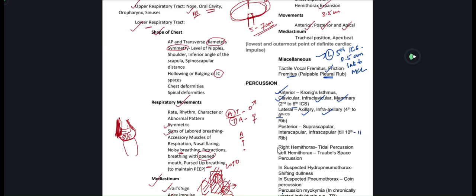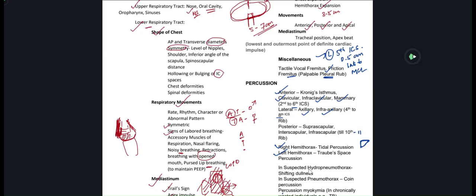And then there are a few extra spaces which differ from right to left. So this is the right hemithorax and the left hemithorax. On the right hemithorax, because we have the liver here, there is a specific percussion called liver dullness percussion. And on the left side, because we have the stomach, spleen, and the left lobe of the liver extending there, it's called the Traube space percussion. We'll talk about it as well.